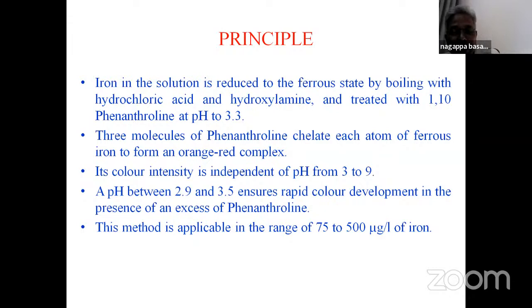The color intensity is dependent on the pH. A pH between 2.9 and 3.5 ensures rapid color development in the presence of excess phenanthroline. This method is applicable to 75 to 500 micrograms per liter of iron present in water samples. It is applicable to water, groundwater, surface water, as well as industrial effluent.